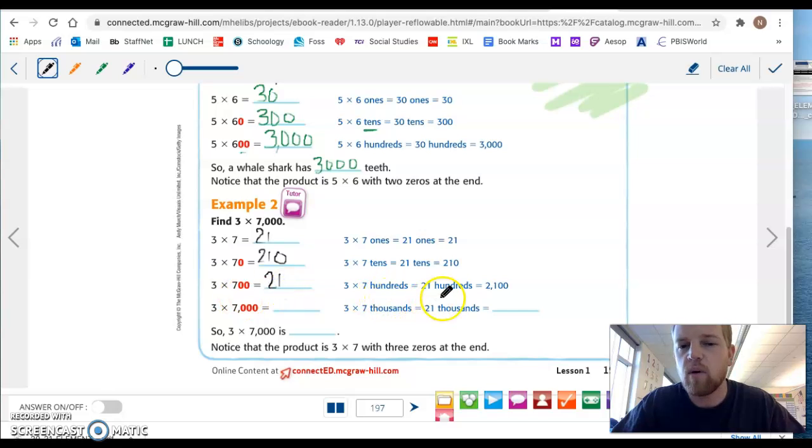Now this time, again, remember, I'm not dealing with 21 ones, so it's not just 21. I'm not dealing with 21 tens. It's actually 21 hundreds. So what I need to do is add those 2 zeros in to make that our hundreds. All right, now I have my last step here.